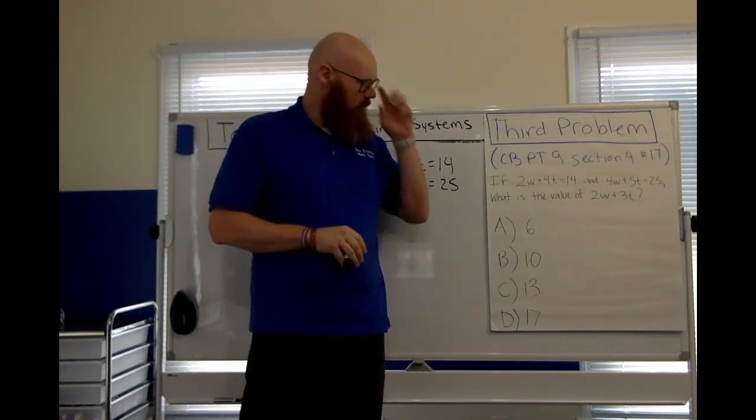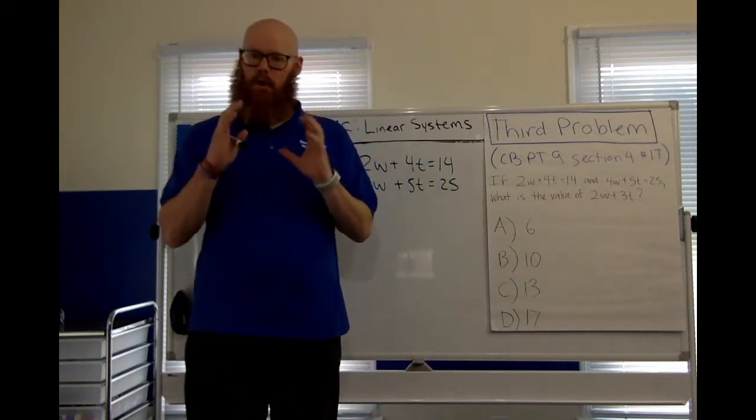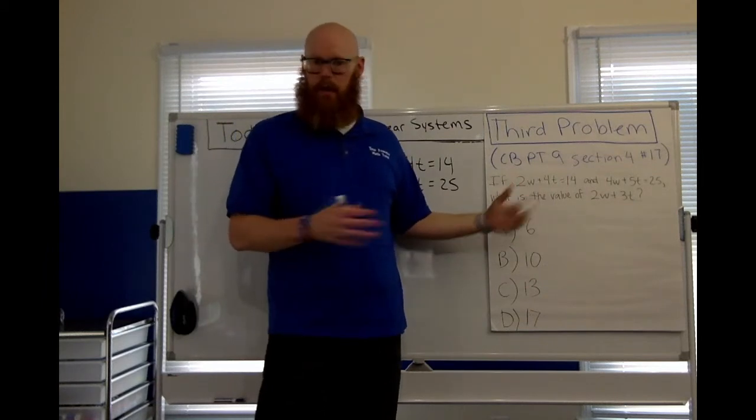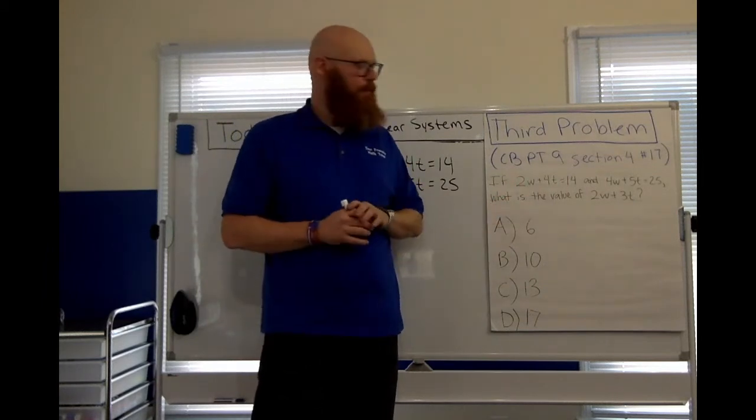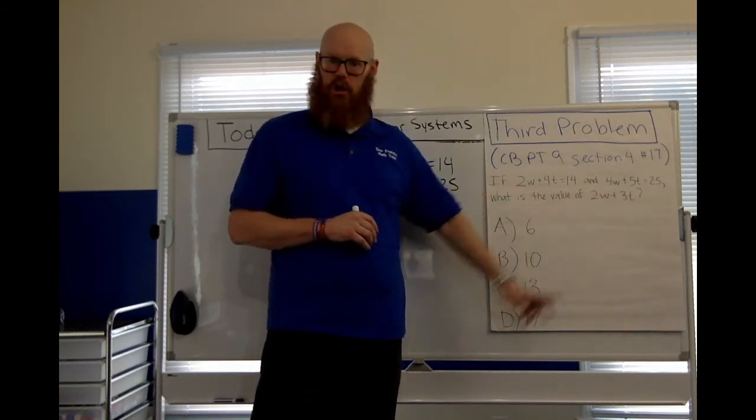If they ask you just for one of the variables, either w or t, maybe as a coordinate pair, in that case you are just going to do it the school way. The way we just did it is going to be the easiest way. But for these specific types, they ask for the value of an expression in terms of both w and t.